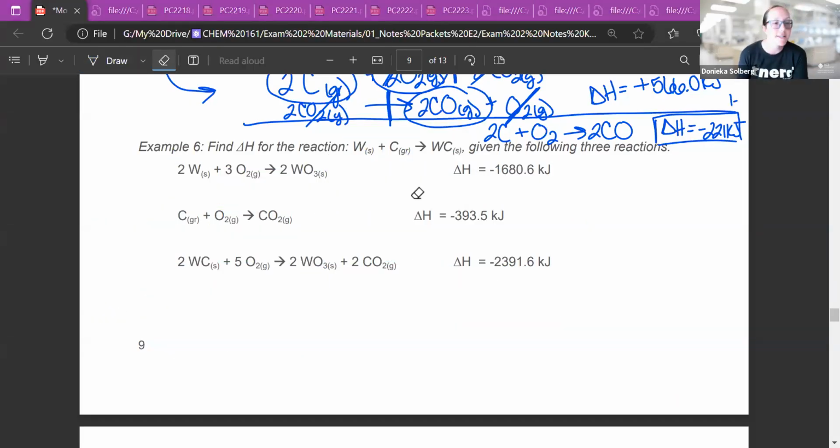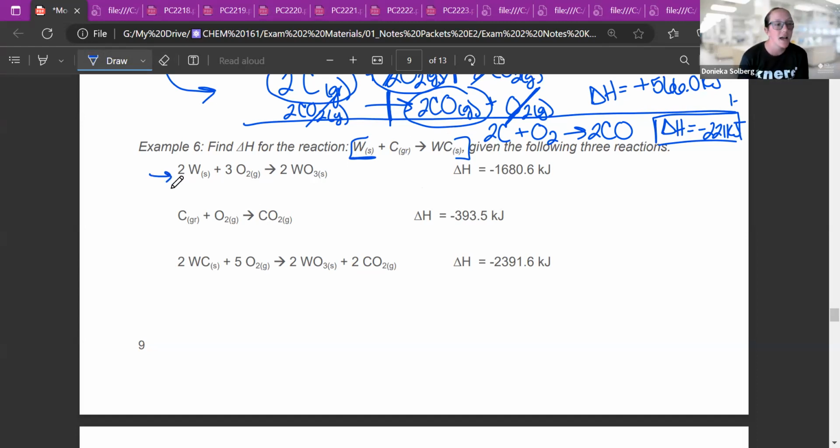All right, so find delta H for this reaction. This is my overall reaction. That's what I want everything to add up to, given the following 3 reactions. So that means these are the stepwise reactions, and I need to get them to add up to this. So as I said before, I'm going to go molecule by molecule for my overall reaction. So I'd be like, okay, tungsten solid. So I would find that in my reactions. The only place it exists is in this first reaction here.